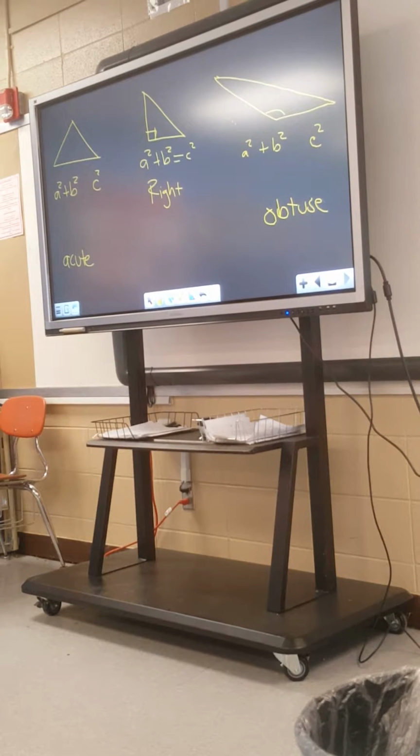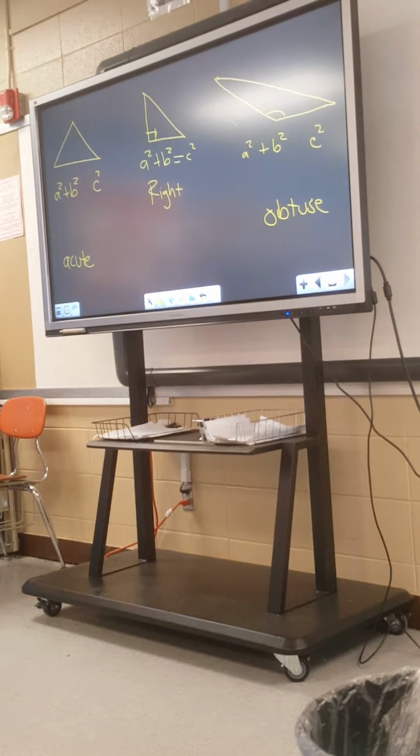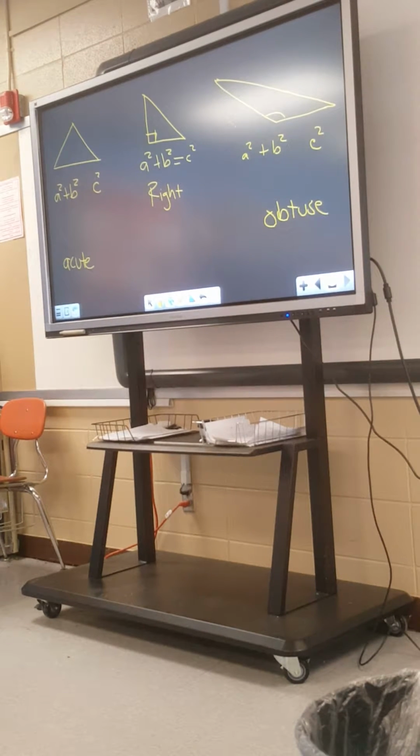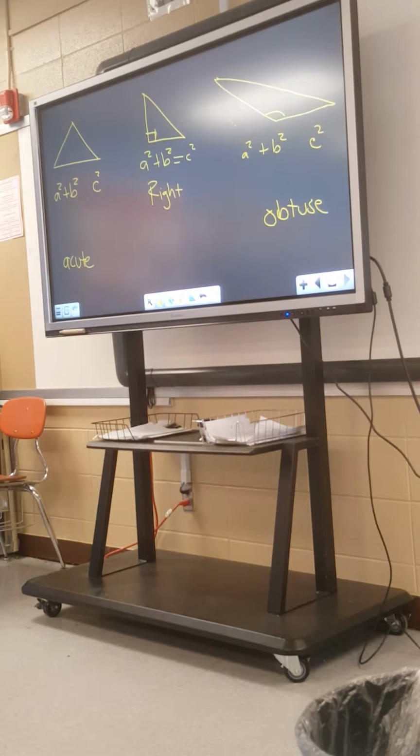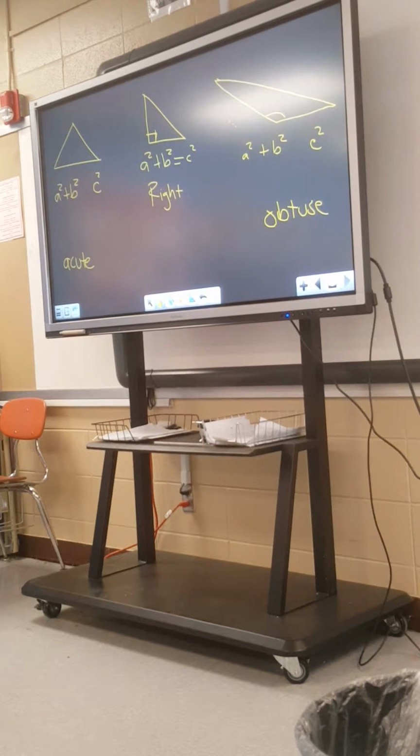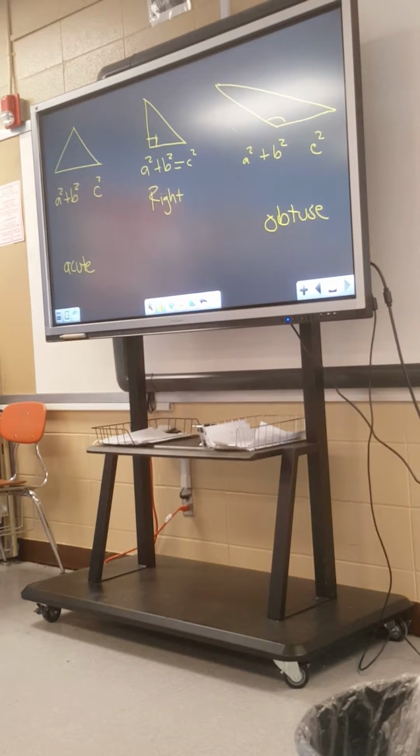What's going to be smaller than that? The A squared and B squared. So that means the who? The hypotenuse will be bigger. So you're saying in an acute triangle, the hypotenuse is going to be bigger than the sum of the squared legs, right? Is that what you're saying? Yes. All right, anybody else got anything?